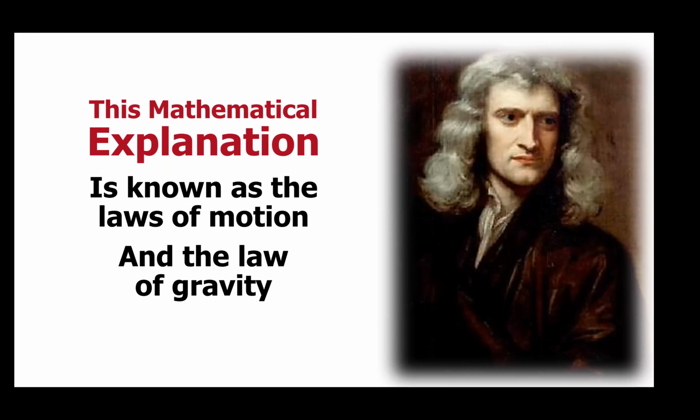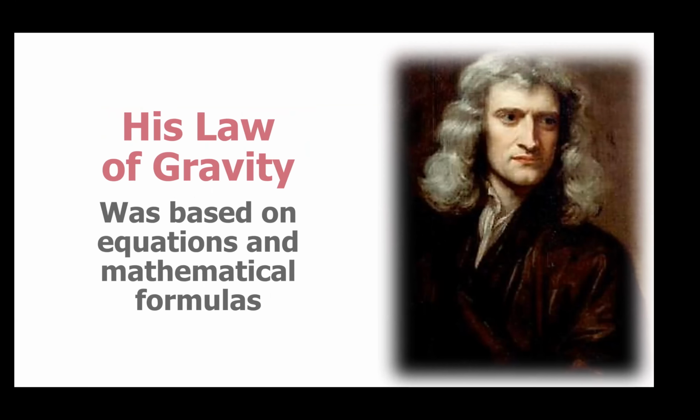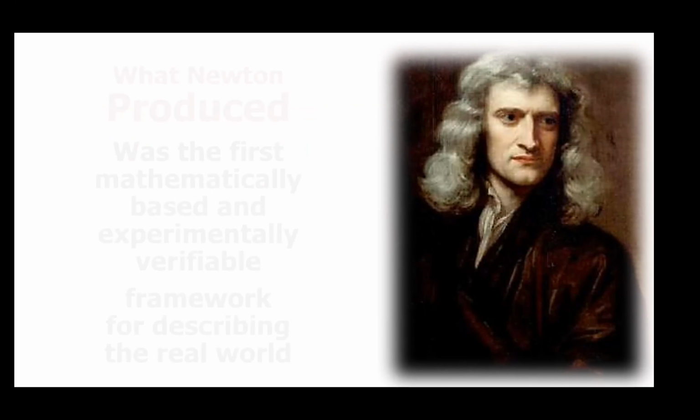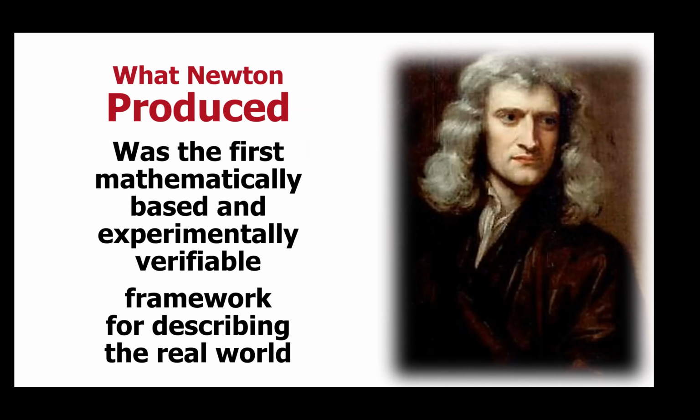The mathematical explanation is known as the laws of motion and the law of gravity. A little interesting footnote here: the book is many hundreds of pages long, but the laws of motion are 2 pages. The rest of the Principia is the law of gravity. It's by far the more developed. His law of gravity was based on equations and mathematical formula. It was not empirical. What Newton produced was the first mathematically based but empirically verifiable framework for describing the real world.